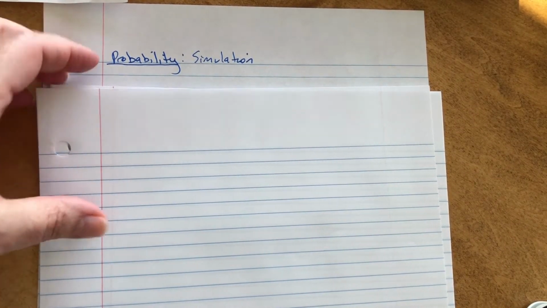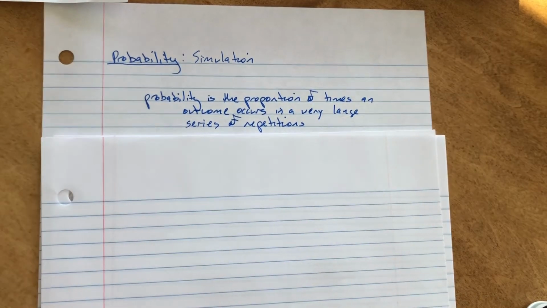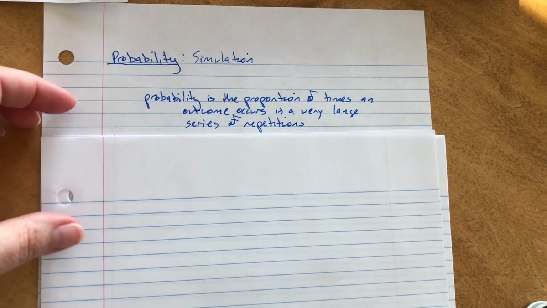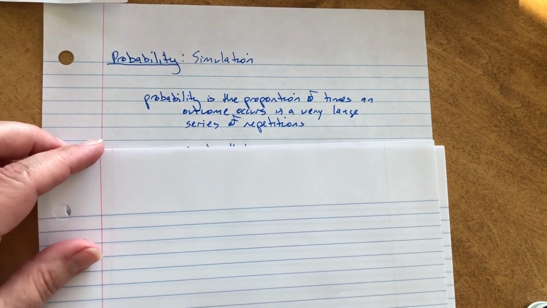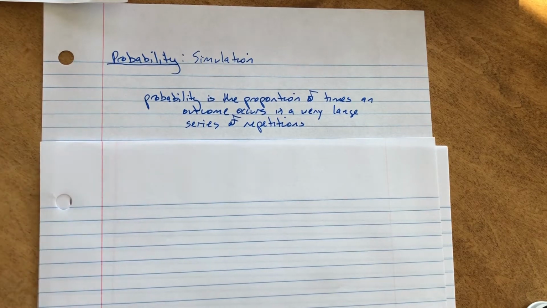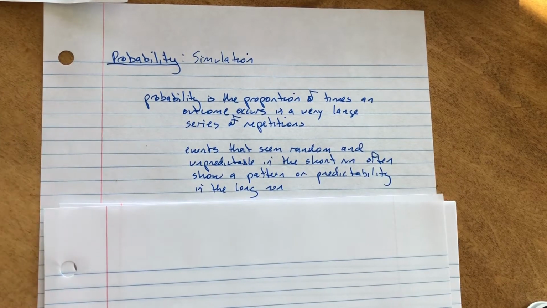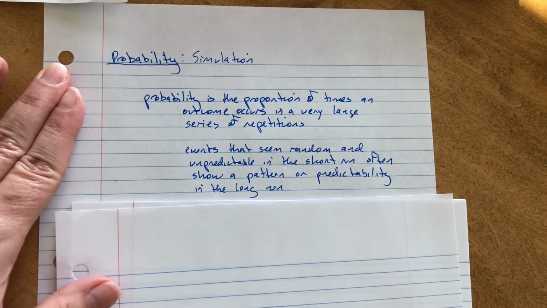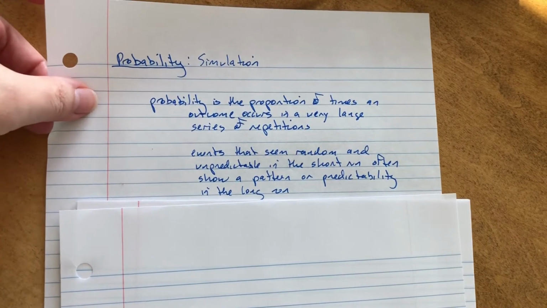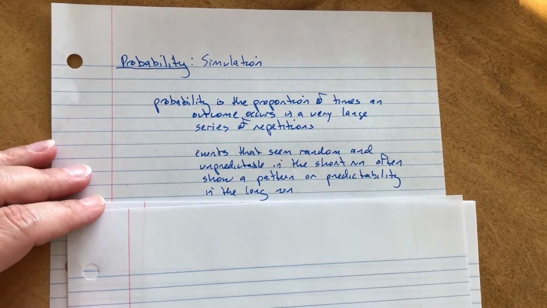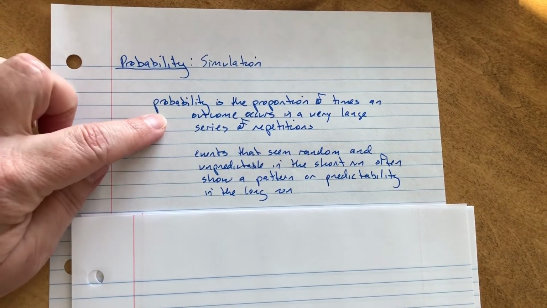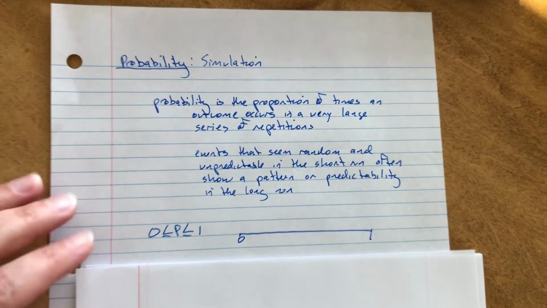Let's define probability. Probability is simply the proportion of times an event occurs in a very large series of repetitions. Now, why do we have to do a very large series of repetitions? Because events that seem random and unpredictable in the short run often show a pattern or predictability in the long run. So that's why we need to look at large samples, large numbers of trials, so that pattern, that predictability will start to show up. We quantify that proportion as a number between 0 and 1.